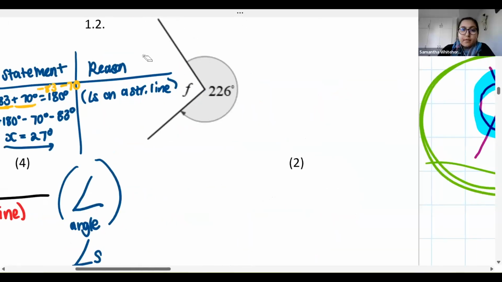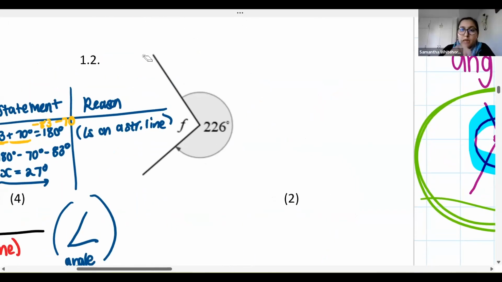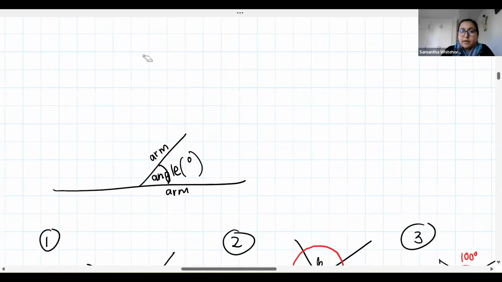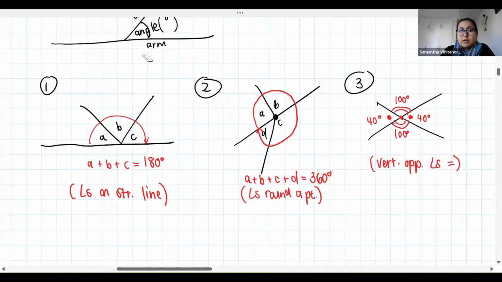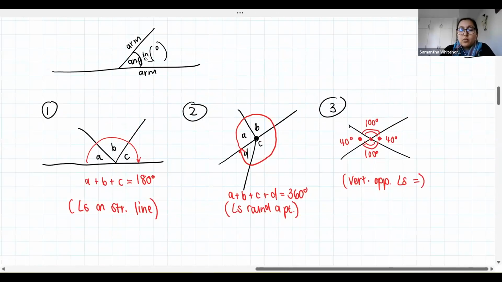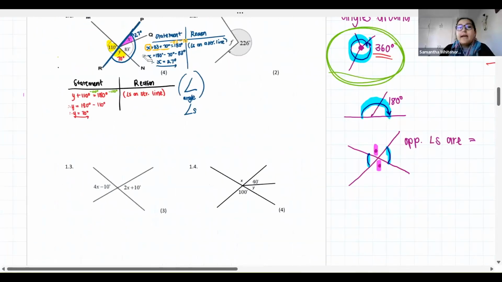All right, so let's see 1.2. Let's go back to what I wrote down here. We've got 3 reasons. We have used angles on a straight line so far. Reason 2 says that if I've got angles around one common point, so all of these angles around one common point, it creates a circle for me. And so those angles must add up to 360 degrees.